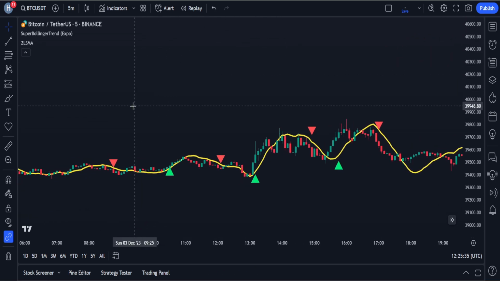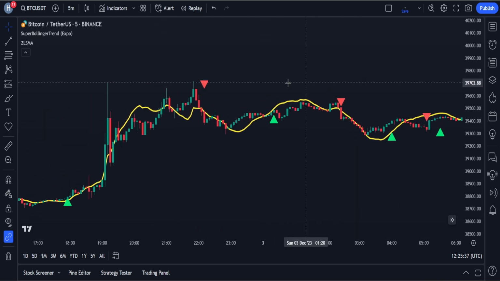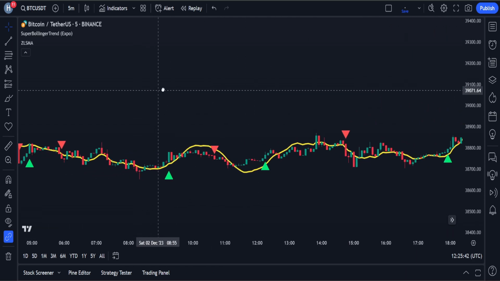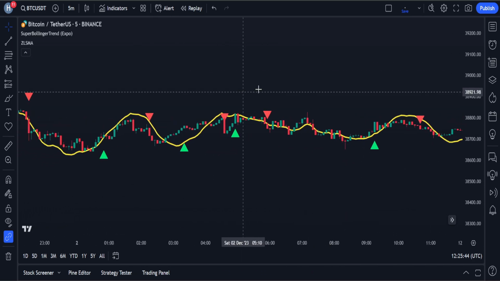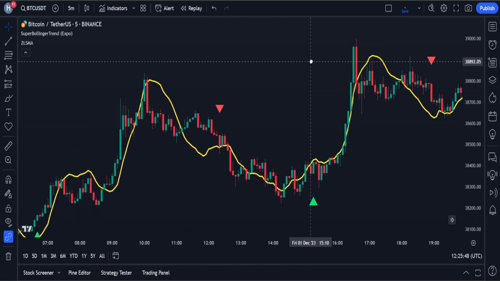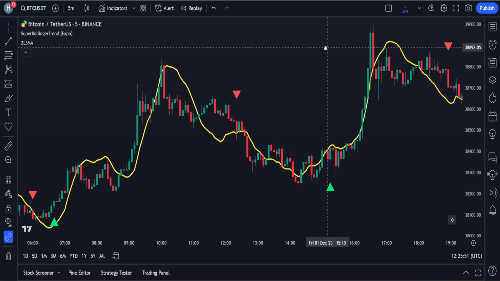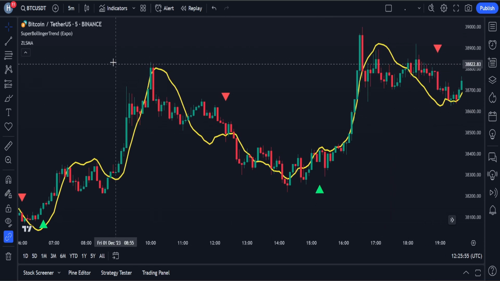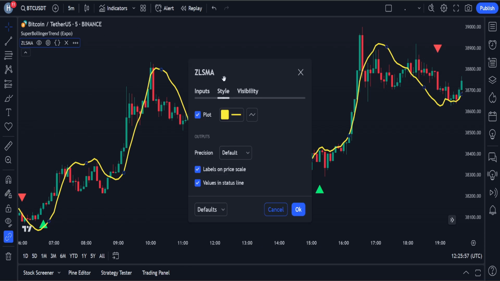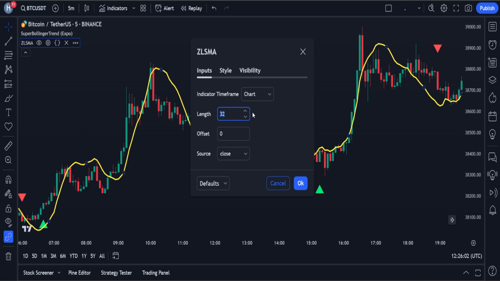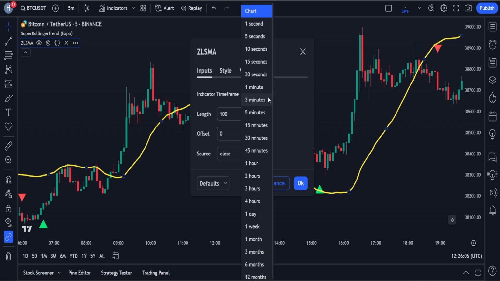To address this issue, the Zero Lag SMA uses a more sophisticated calculation method that combines the standard SMA with a linear regression-based forecasting technique by predicting future price movements and adjusting the moving average accordingly. In short, the Zero Lag SMA aims to reduce the lag and provide more accurate trading signals. For better results, we will need to adjust the indicator settings, so we will open the indicator settings and change the Zero Lag SMA length to 100. After that, we will change the time frame to 15 minutes.